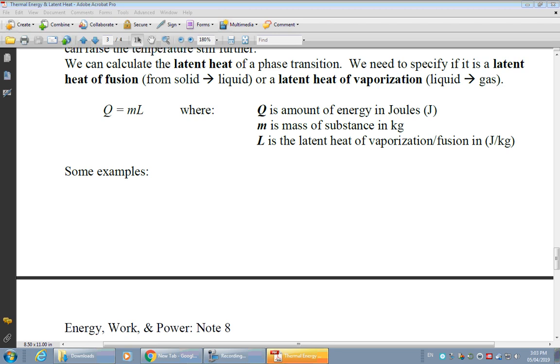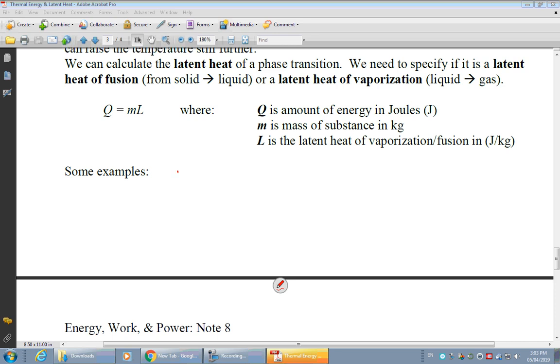It's just telling us that Q is equal to the mass of the substance multiplied by L. And L represents that latent heat value. But again, it could be for vaporization or for fusion. So for here, when I'm saying a few examples, what I mean is that there are actually two different versions of this that we sometimes write.